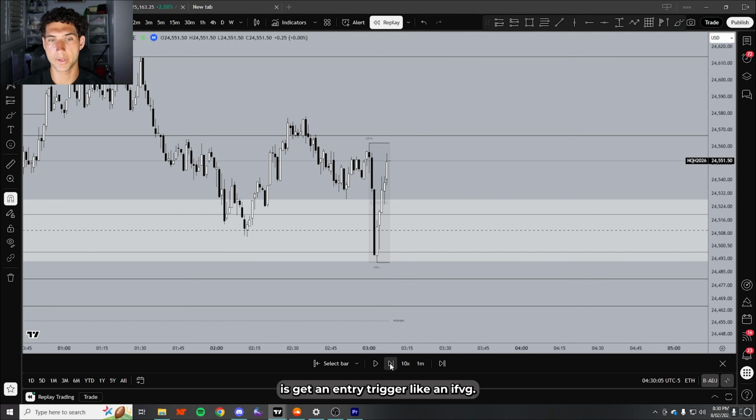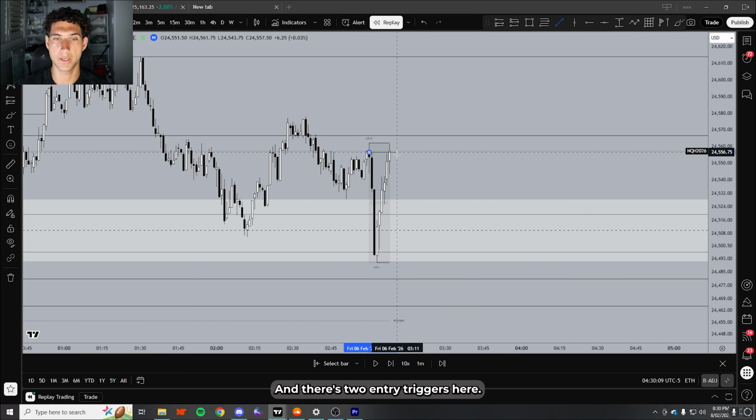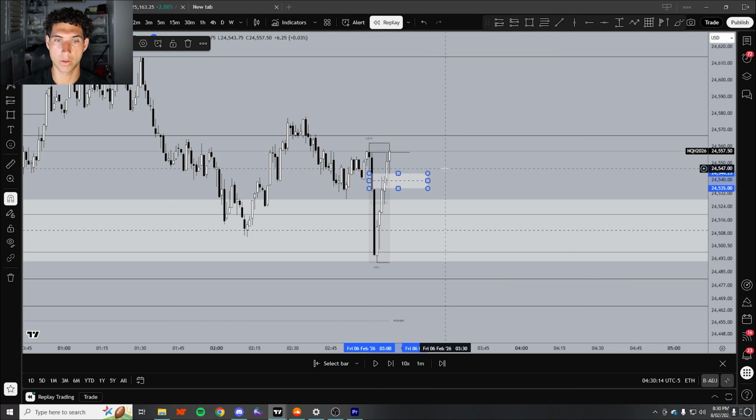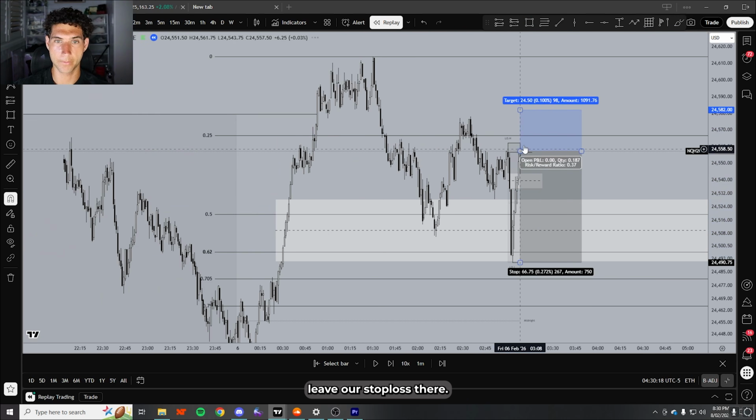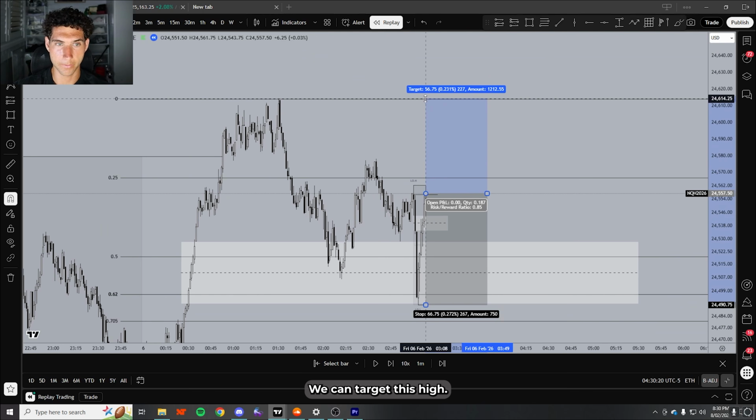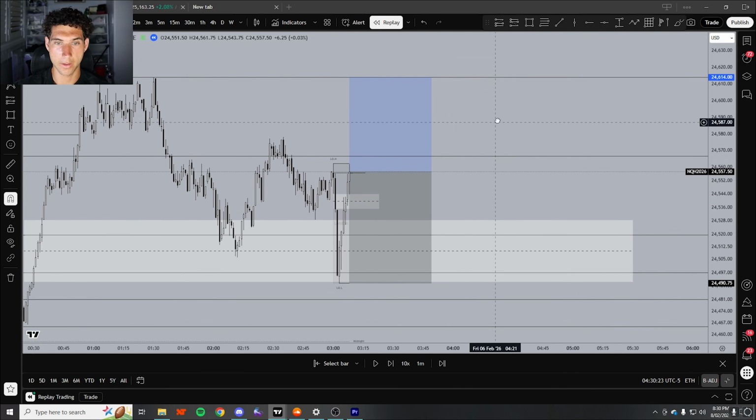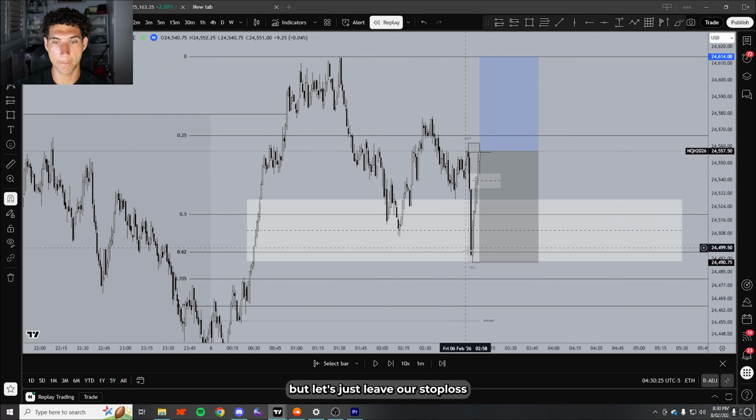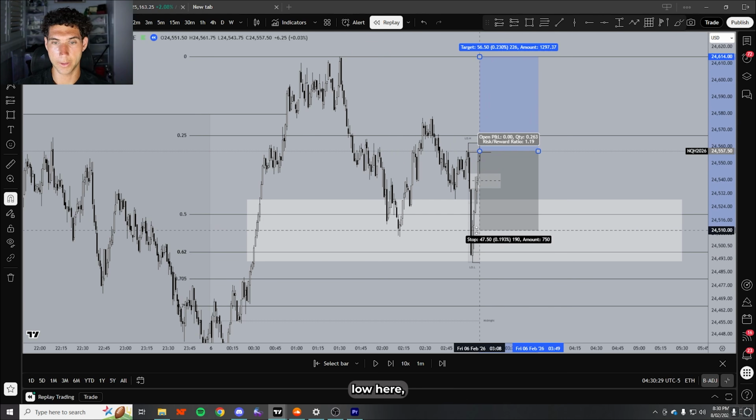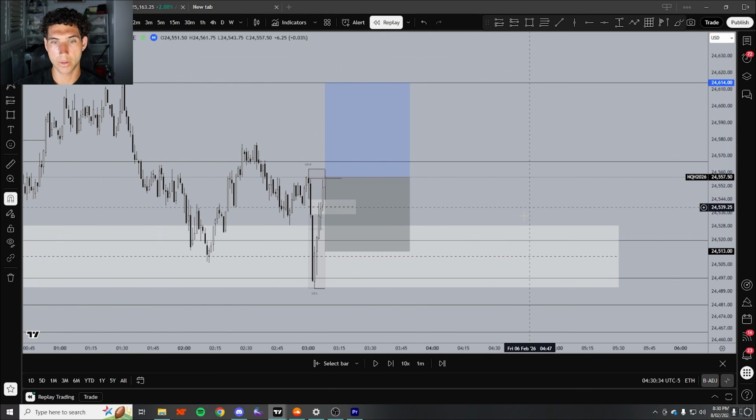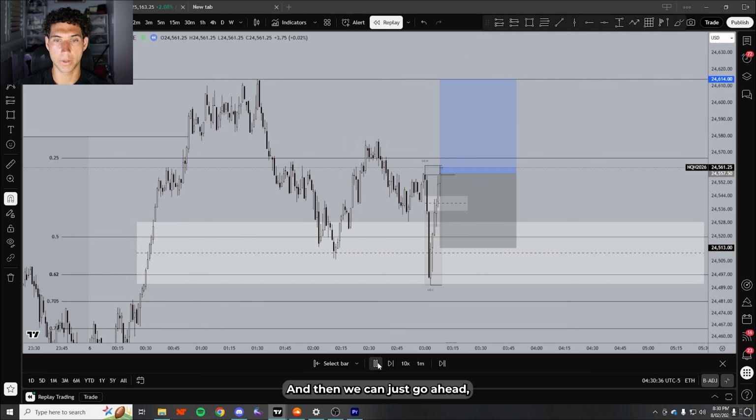So all we need to do is get an entry trigger like an IFVG, and there's two entry triggers here. There's a CISD and also an IFVG. So we can go ahead and leave our stop loss there. We can target this high. That is a bit of a wide stop, but let's just leave our stop loss below this first FVG. And then we can just go ahead and play this out.